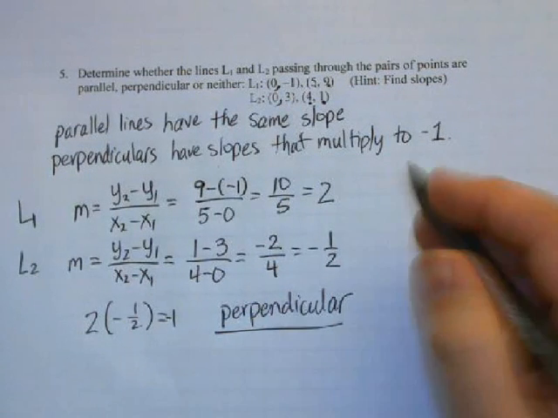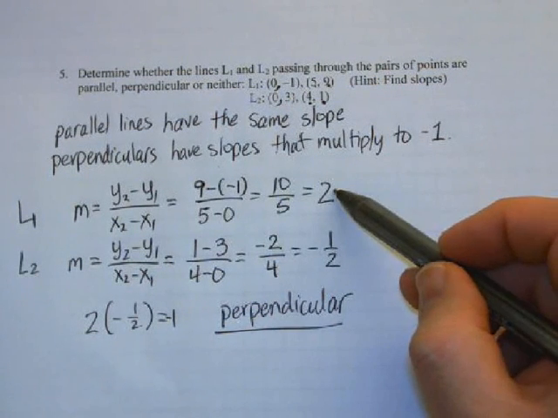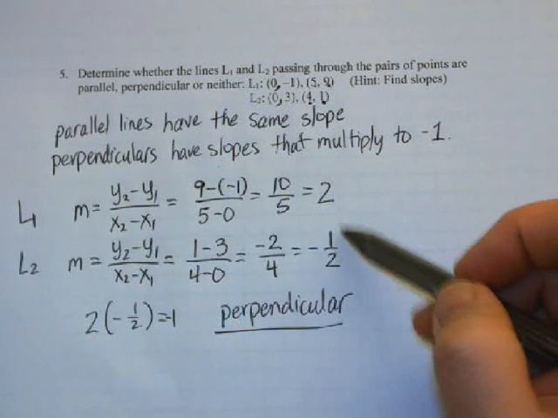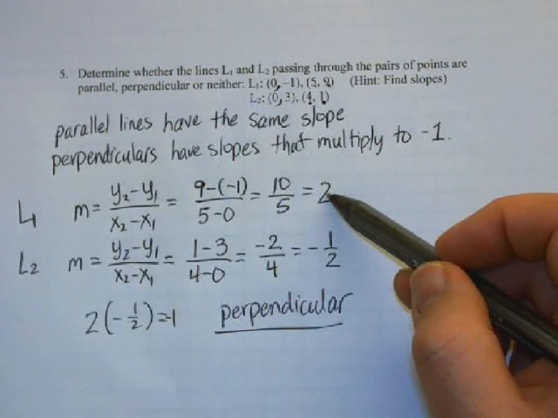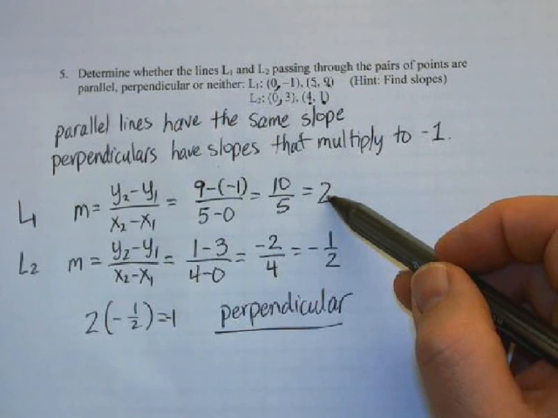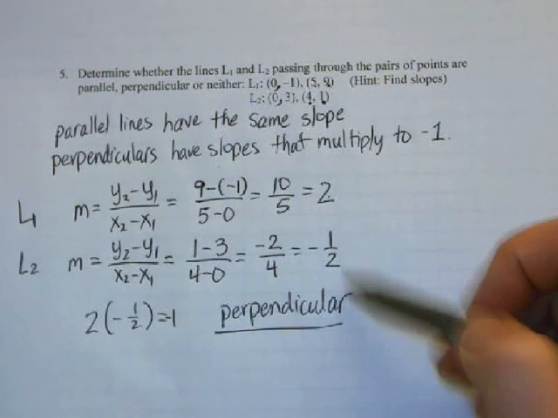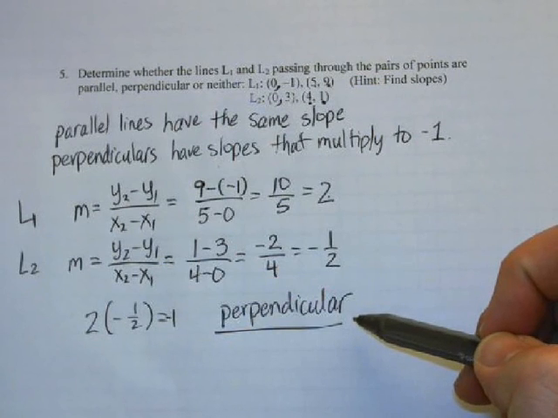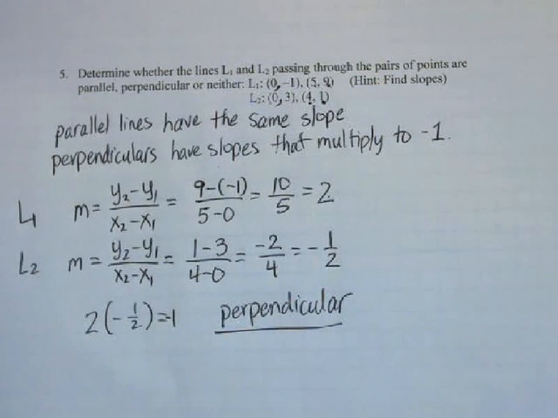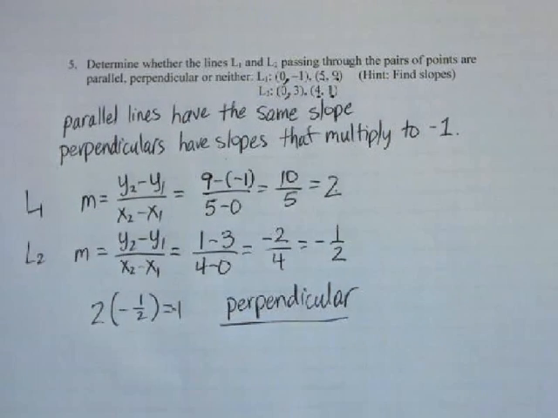Another way is that perpendicular slopes are opposite reciprocals of each other. So 2 is 2 over 1. If I flip the fraction, I get 1 over 2. And the opposite of 1/2 is negative 1/2. So that's another way to look at it to see if they are perpendicular. Well, that ends part 1. We'll start with question 6 on part 2.